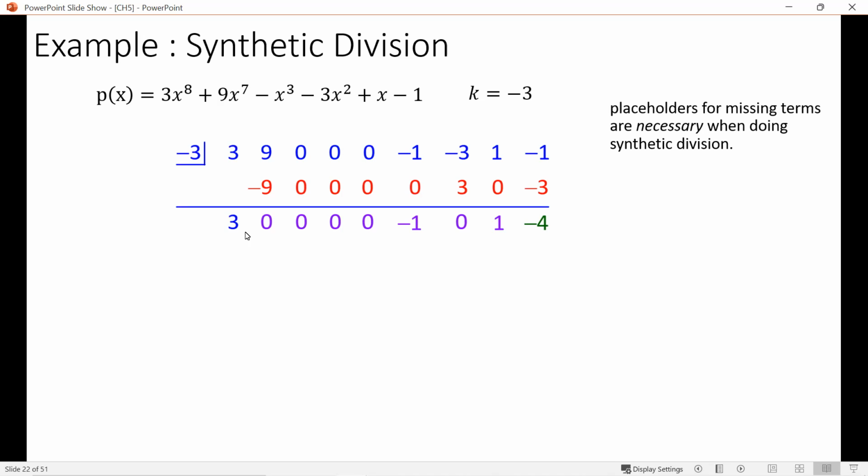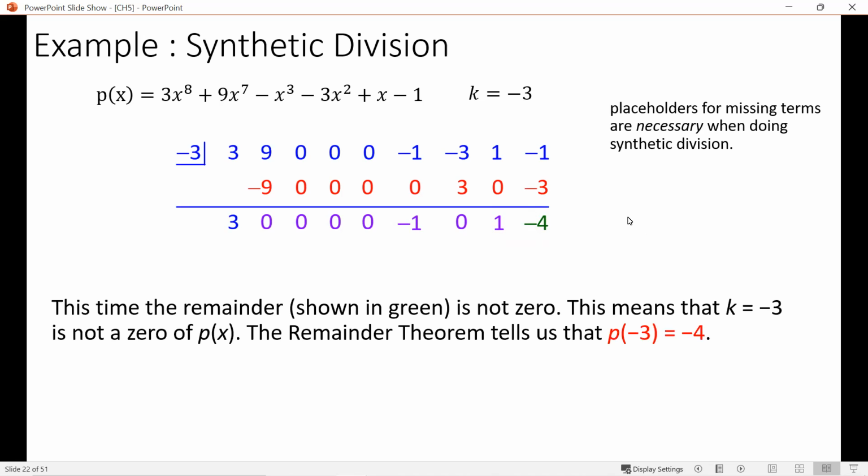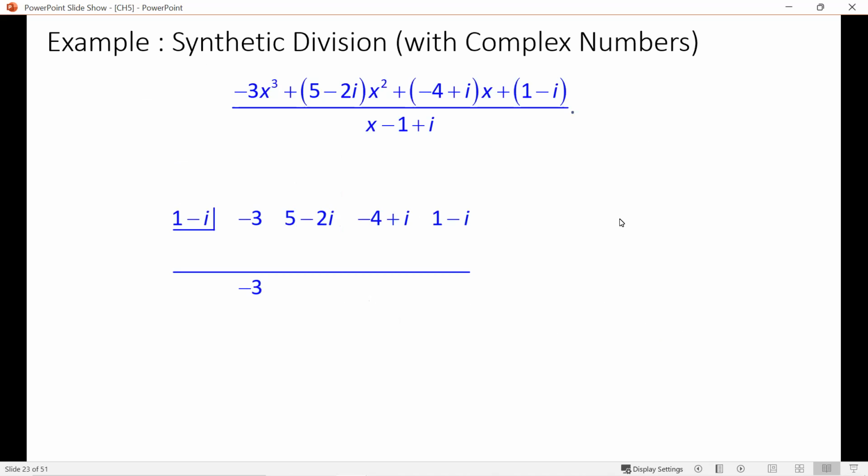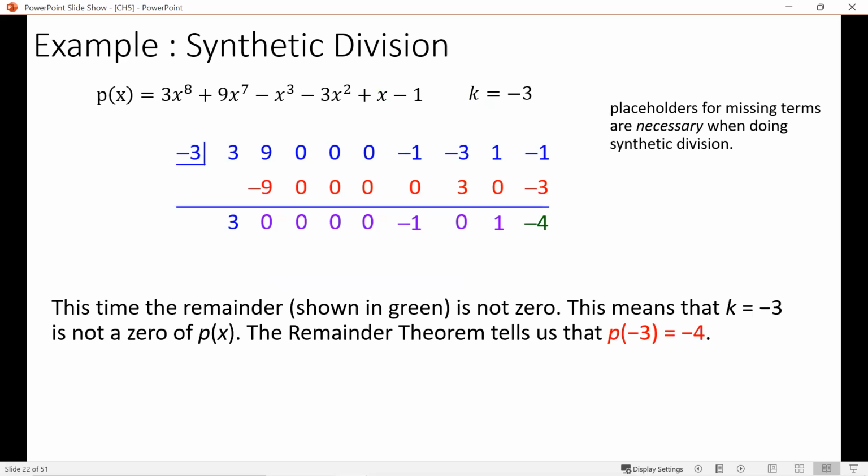Now this 3 is going to be the leading coefficient for our x to the 7 term, 6 term, 5 term, 4 term, 3 term, x to the 2, x to the 1. This is our constant term, and this is our remainder. So that also tells us that this polynomial P is not divisible by x plus 3, meaning that x equal to negative 3 is not a solution.